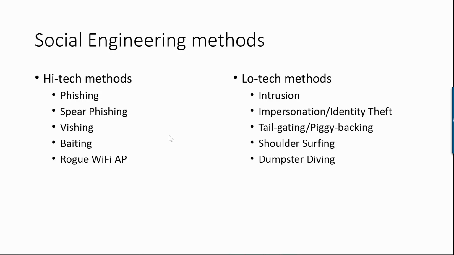On the high-tech side, we have things that are done over electronic means of communication. Phishing, spear phishing, vishing, and rogue Wi-Fi APs are all purely high-tech, I would say. Vishing is somehow related to live interaction because it's basically using voice. And baiting is to some extent physical, but still within IT space, right? So let's go through them one by one.